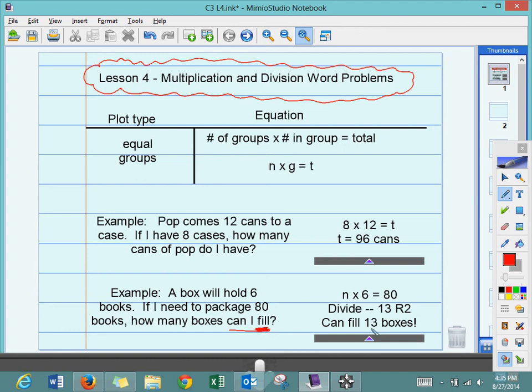Well, you can only fill 13 boxes. The next box, the 14th box, is not full. Okay, so be very careful when you do problems where it says how many boxes can you fill. They want to know the number of boxes, not the number of partial boxes.